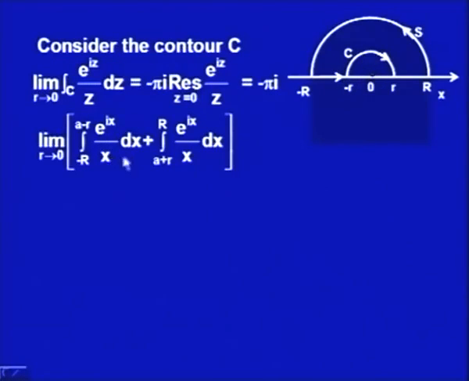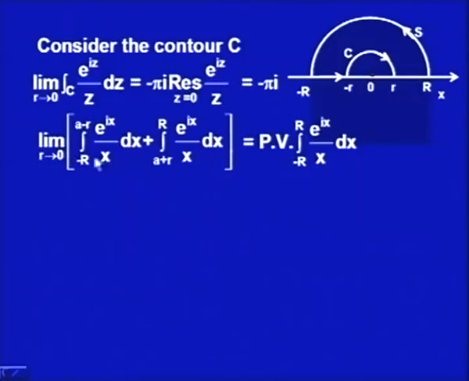the integral from minus R to minus r of e^{ix}/x, and the integral from r to capital R of e^{ix}/x, as r approaches 0, is actually your Cauchy principal value of the integral from minus R to plus R of e^{ix}/x dx. So if I take the limit as r approaches 0 in our closed contour, the integral over this closed contour was 0, so the right hand side would remain 0.